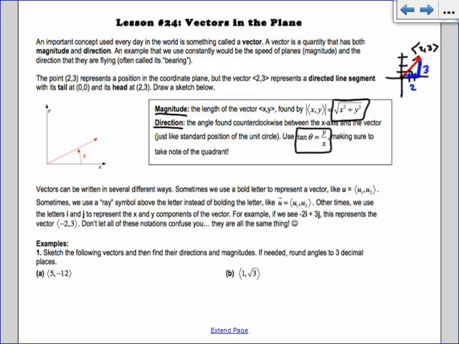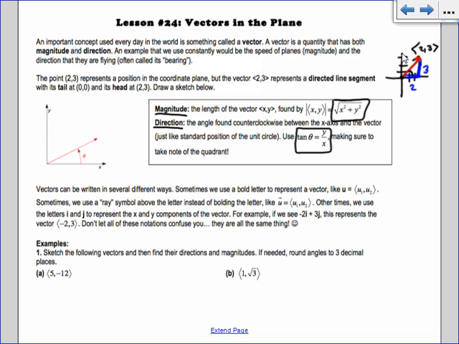Okay, so vectors can be written in several different ways. Sometimes you might see a bold letter, like U in bold equals the two components U1 and U2. Sometimes you might see a ray symbol, a U with an arrow above it. Other times you might see the letters i and j to represent the x and y components of the vector. So if you see negative 2i plus 3j, it really represents the vector ⟨-2, 3⟩. I know it's all very confusing, but different people were studying vectors at the same time, and so there are different notations that books will use.